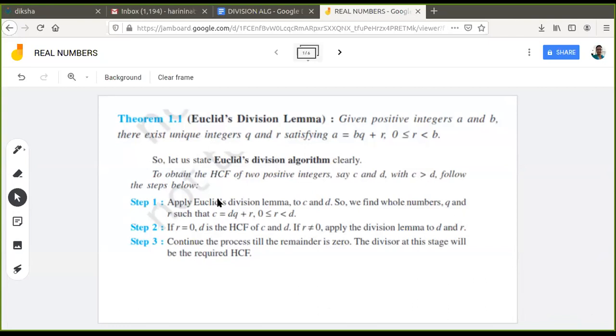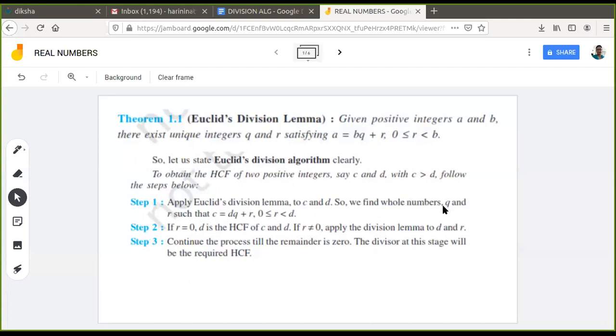Thank you. So apply the division lemma on C and D. C and D are the 2 numbers that we have taken to find their HCF, with the condition that C is greater than D. Now I follow steps 1, 2 and 3 in sequence. My step 1 is to apply the division lemma on C and D. That means you are dividing C by D, and when you do so, you find 2 more whole numbers, Q and R.